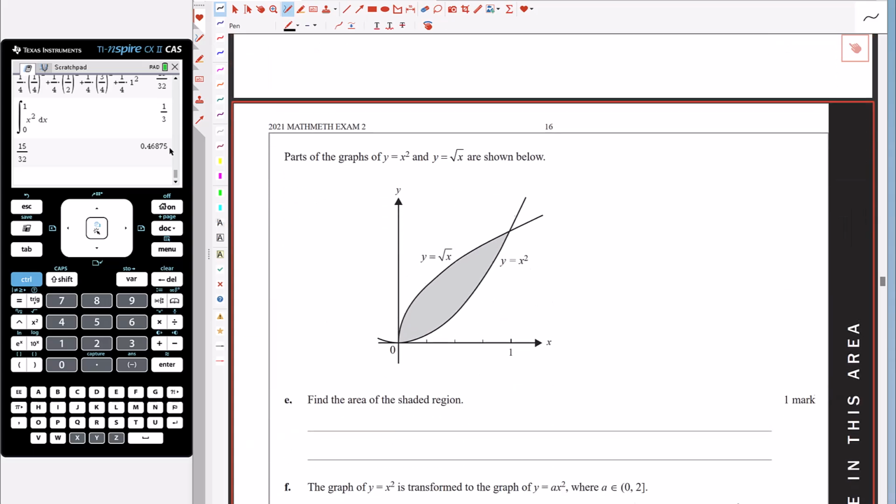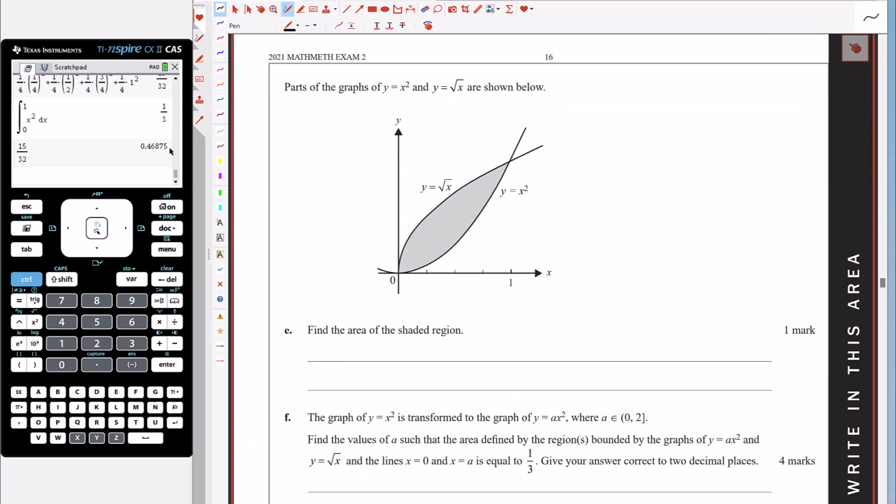Okay. Parts of the graph of y equals x squared and y equals the square root of x are shown below. Find the area of the shaded region. Okay, so that area is going to be the integral from 0 to, we should probably confirm that they meet at 1, but I think they probably do. Let's solve x squared equals root x for x. Yep, 0 and 1.